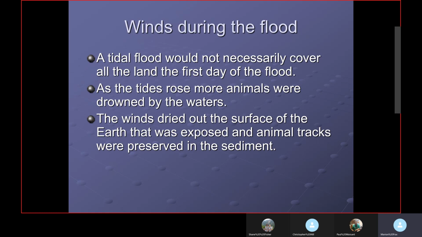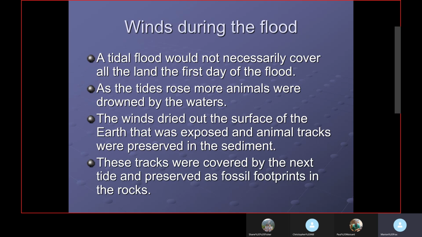Animal tracks were preserved in the sediment. Again, we have animal tracks in the sedimentary rock. These tracks were covered by the next tide and preserved as fossil footprints in the rocks.